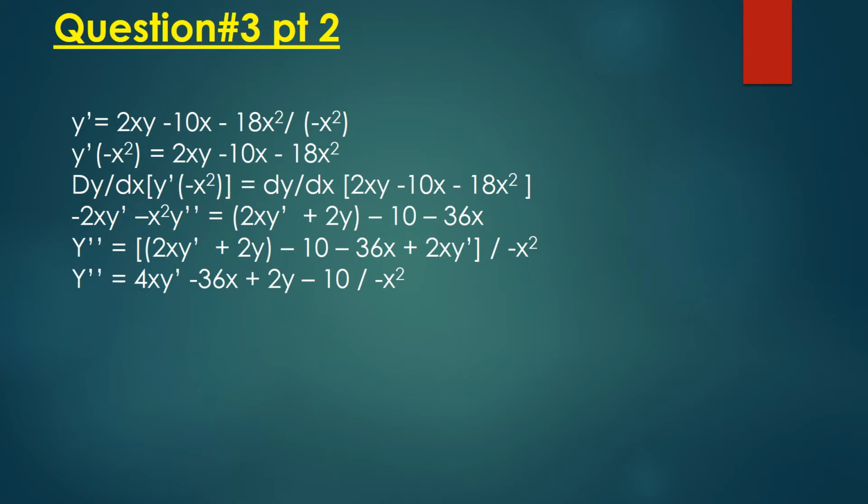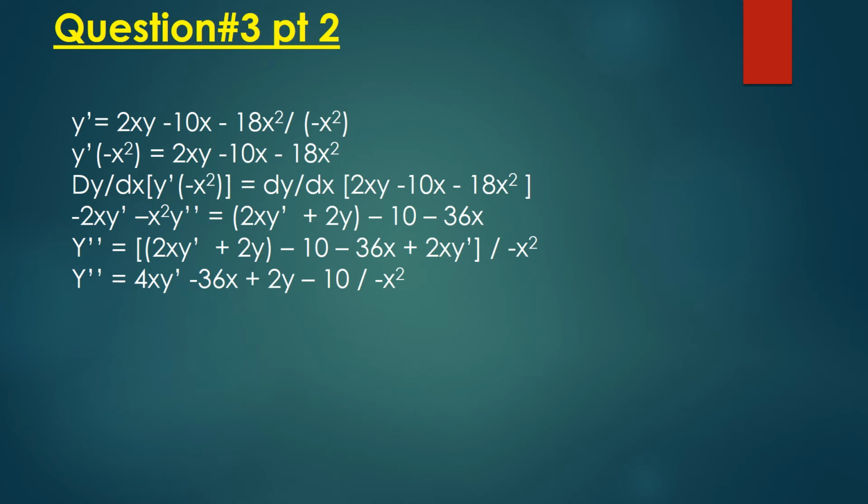So to find the second derivative, it's really simple. You want to use the same steps, but one thing you want to do first is multiply the negative x squared to the y prime. So you're bringing the negative x squared to the y prime side. So you're getting y prime times negative x squared is equal to 2xy minus 10x minus 18x squared. And you want to find the derivative of both of those sides. So y prime times negative x squared, they're two different functions.